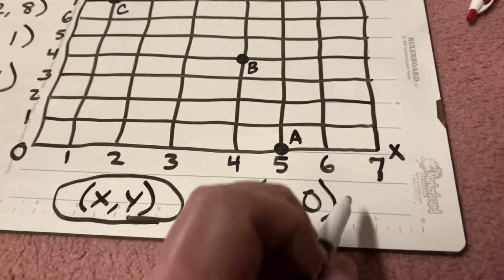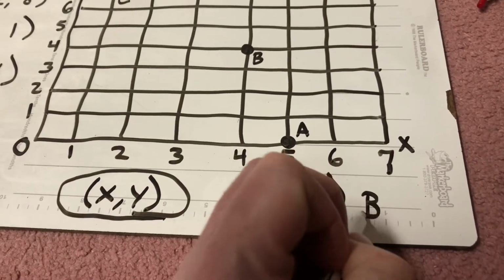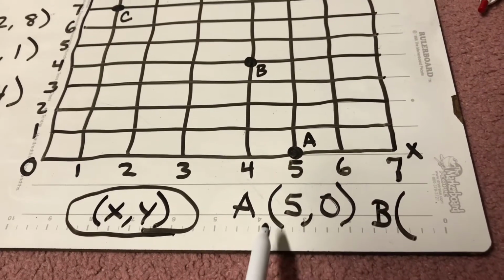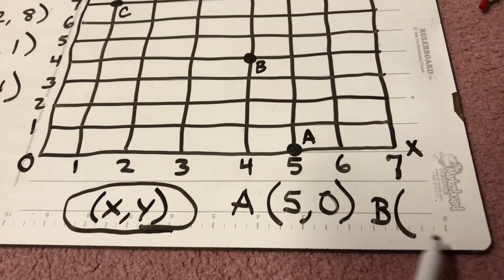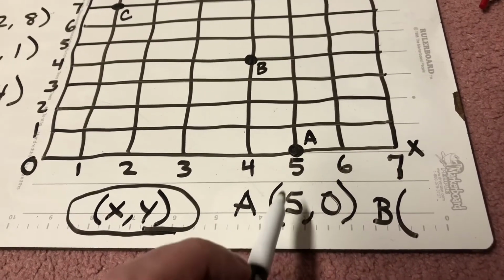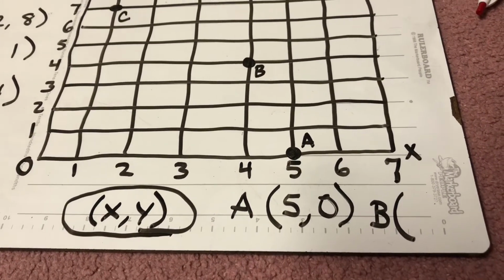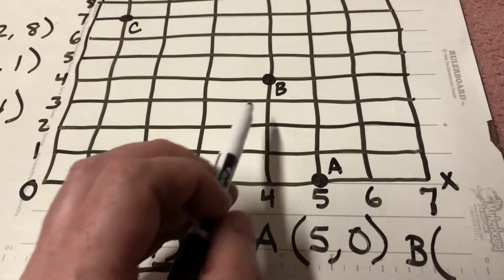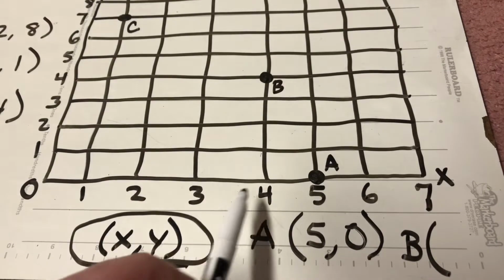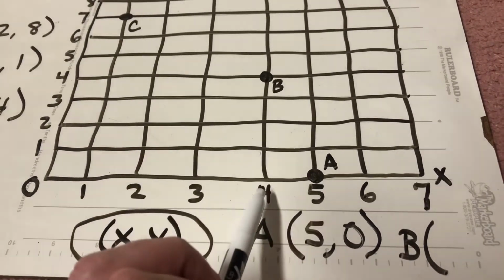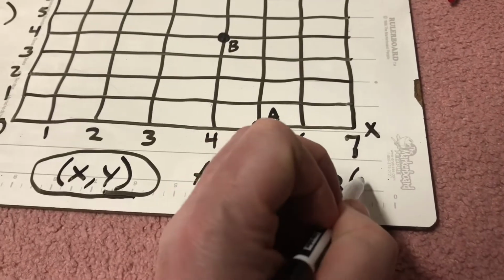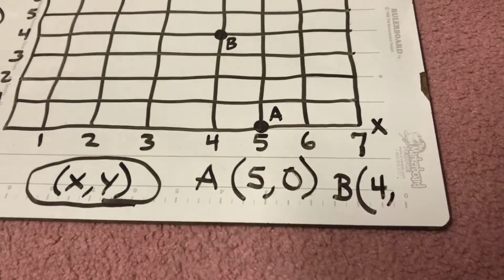Now when I look at point B, let's come over here and put point B. You'll notice that my ordered pairs are always inside parentheses. That's very important. Make sure your ordered pairs are set in parentheses. That's the proper way to write ordered pairs. So when I go to point B, my B is right here. And how far did I go? Well, I went over to 4. It's even with the 4. So my x coordinate is 4.